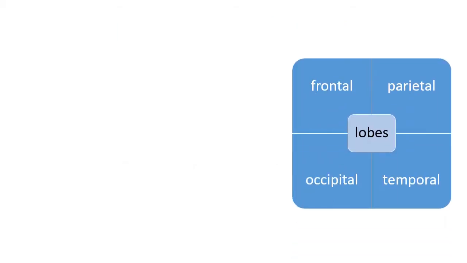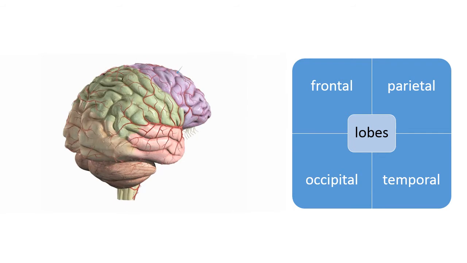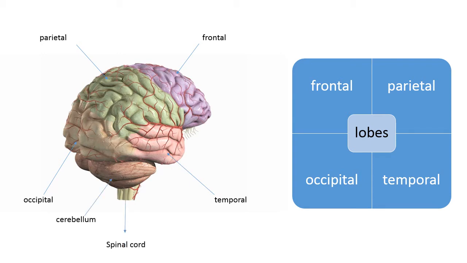Then there are four lobes of the brain. What are they? They are frontal. In this picture you can see there are frontal, parietal, occipital and temporal. These four lobes are present above the cerebellum, brainstem and spinal cord.